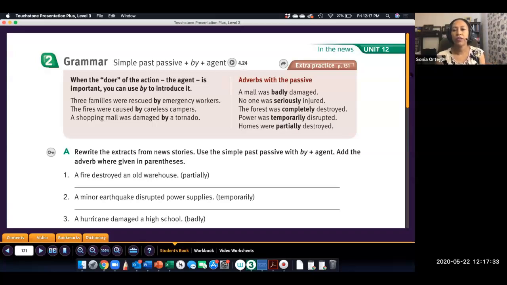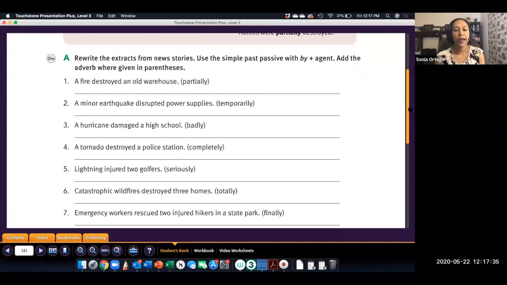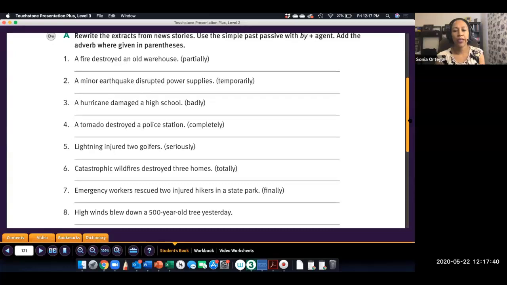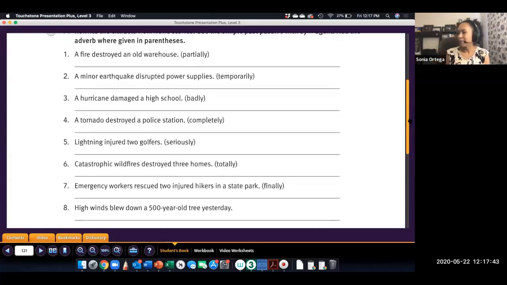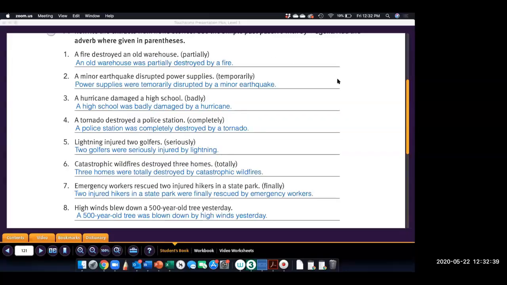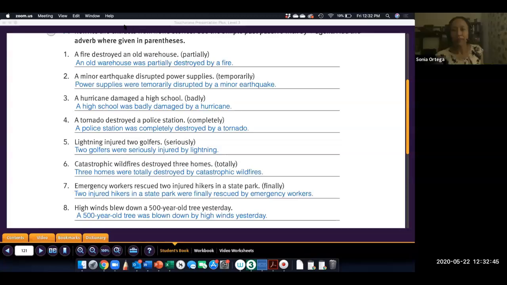So after you review this information, look at the sentences underneath. You'll do 2 things. You will write the past passive form of the verb, and then you will insert the adverb in the correct place. And when you're ready to check your answers, keep playing the video. These are the sentences that you should have.